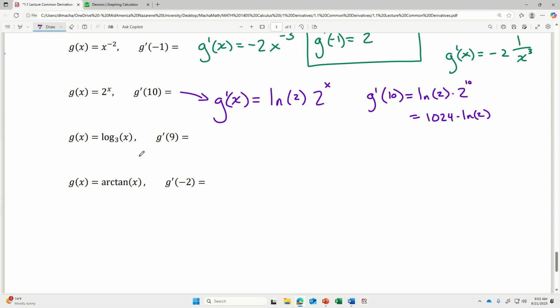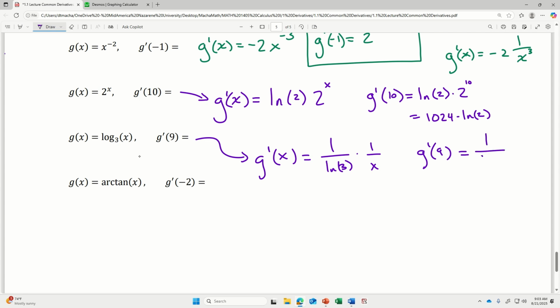All right, next one. Log base 3 of x. What's the derivative here? 1 over x times natural log of 3. Yeah. And so then you plug in x equals 9. And that's 1 over 9 times natural log of 3, whatever that is.